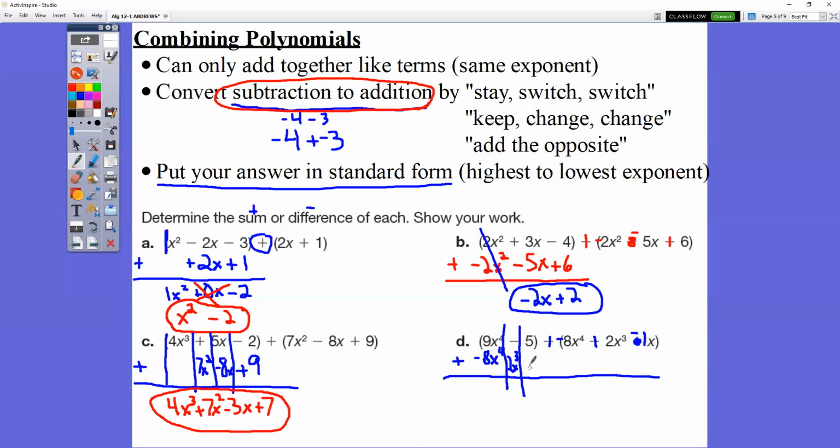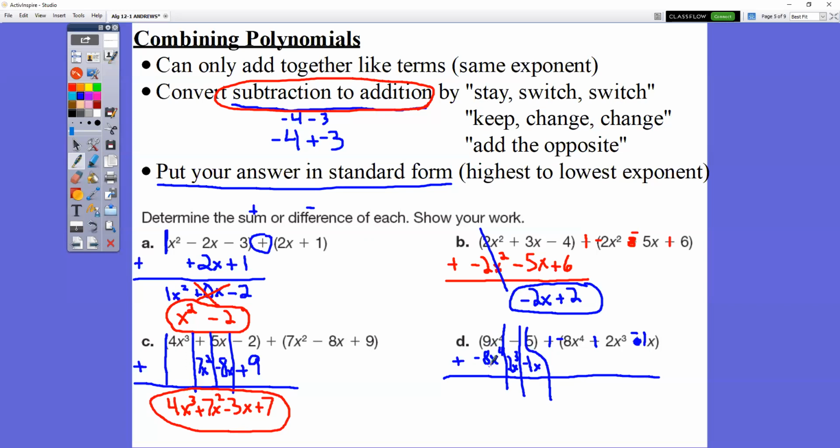And then minus 1x. Again, I don't have a space for it. So I'm going to create my own one here, because I don't want to accidentally add that to the 5. You can't add together a plain number and an x. You have to have the same exponent in order to add going down.